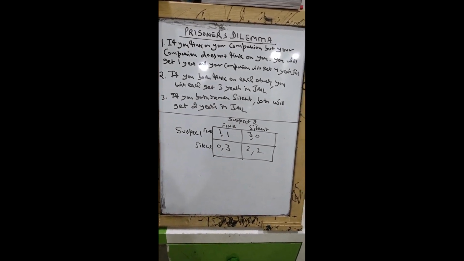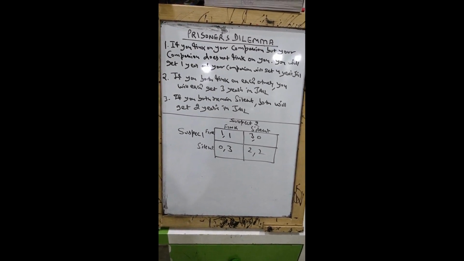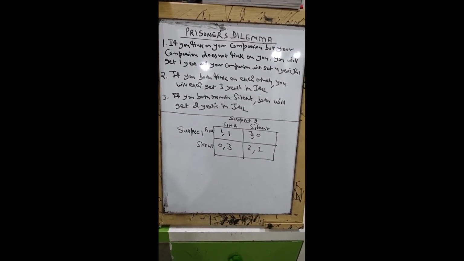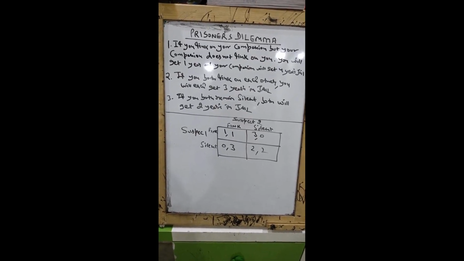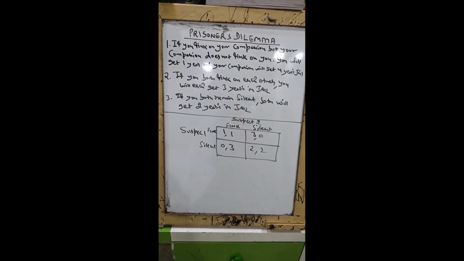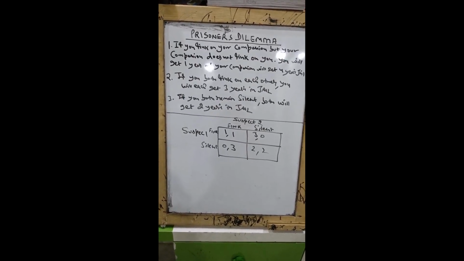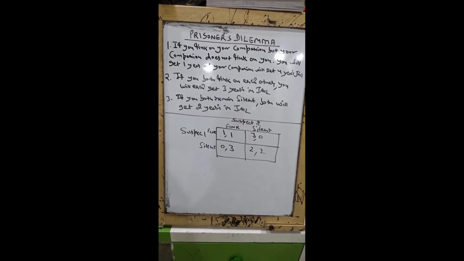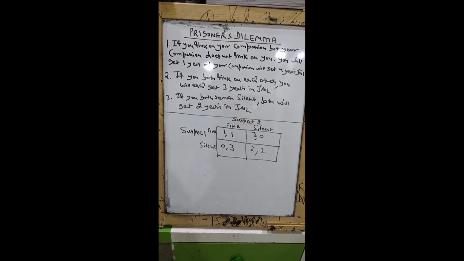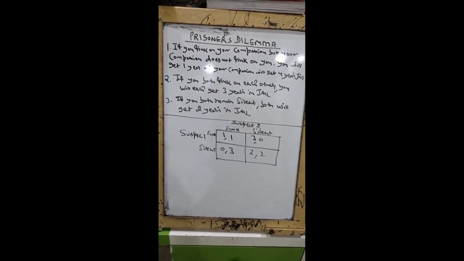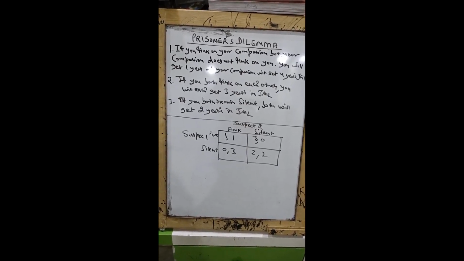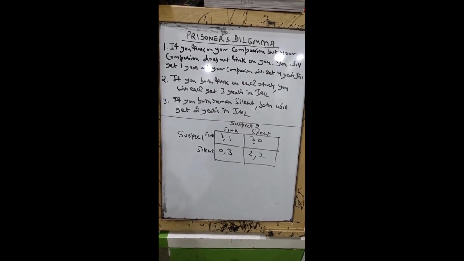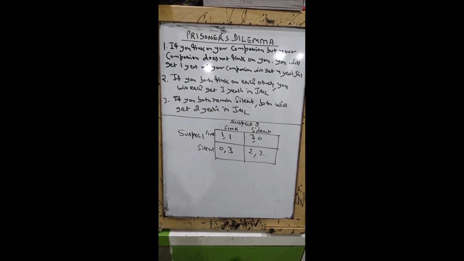Suppose there are two suspects and the police does not have any evidence against them. So what they do is they keep them in a separate room and tell them the following three things. If you think on your companion but your companion does not think on you, you will get 1 year and your companion will get 4 years in jail. If you both think on each other, you will each get 3 years in jail. If you both remain silent, both will get 2 years in jail.